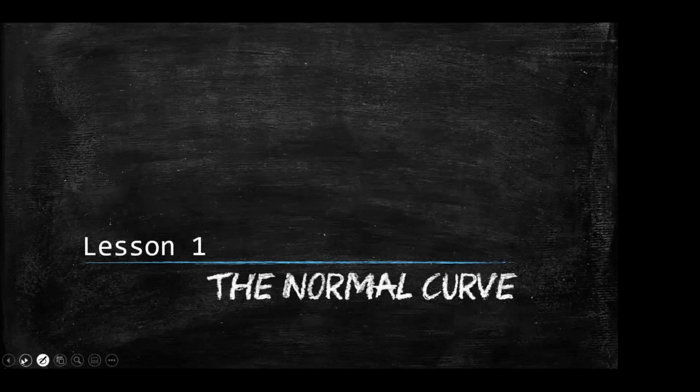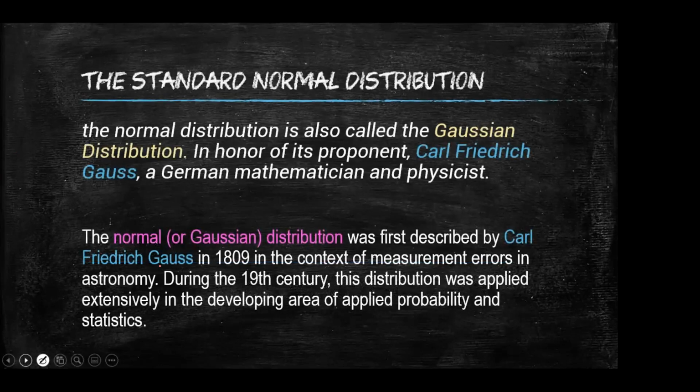Okay, so now the first lesson for our normal distribution is the normal curve. By the way, class, for your information, the normal curve is the graph of our normal distribution. Okay, so what is a normal distribution first? The normal distribution is also called the Gaussian distribution. It is to honor its proponent, Carl Friedrich Gauss. He is a German mathematician and a physicist. So he has an expertise in math and in physics.